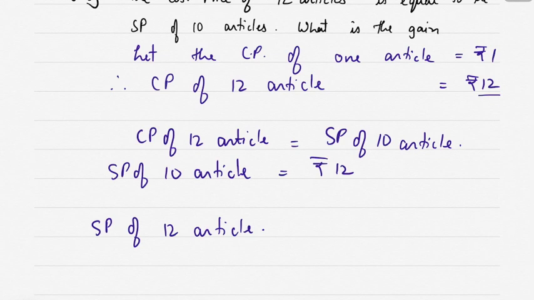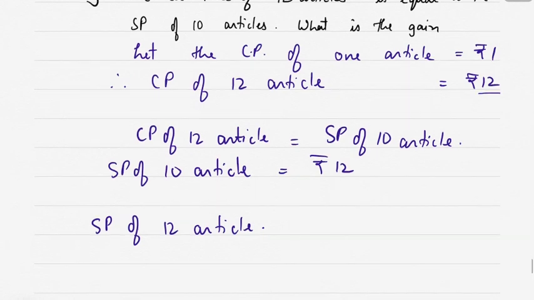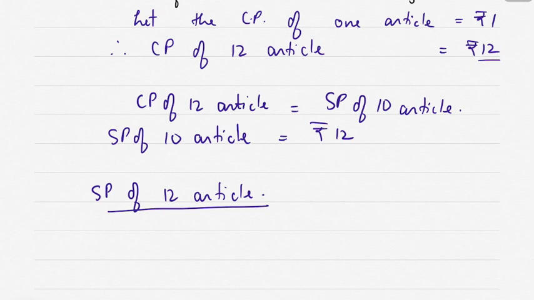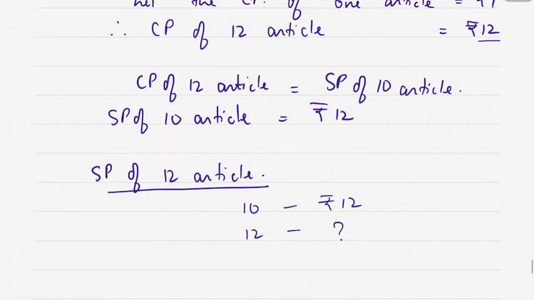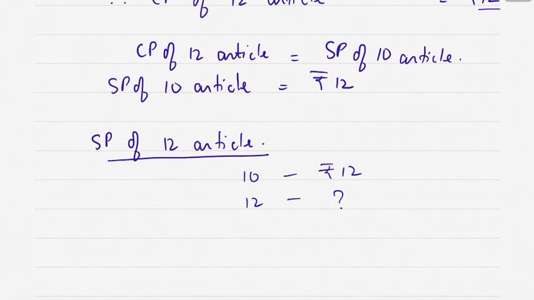Wait. You need the selling price of 12 articles. You know selling price of 10 articles. Selling price of 10 articles is rupees 12. So selling price of 12 articles is how much? Which is 12 into 12 upon 10. 12 into 12 is 144, divided by 10. So 14.4.